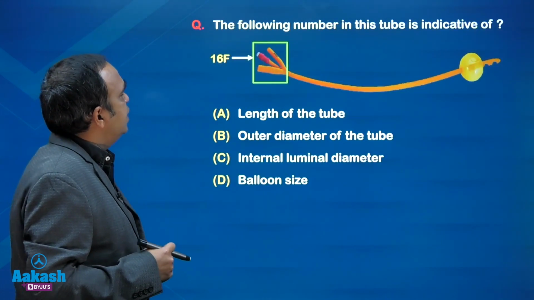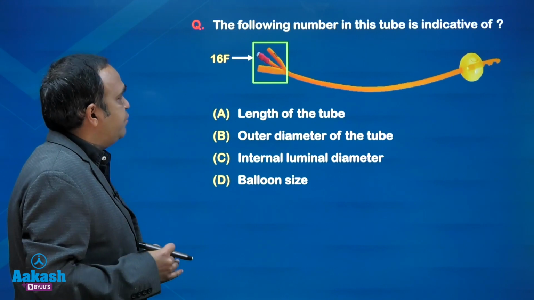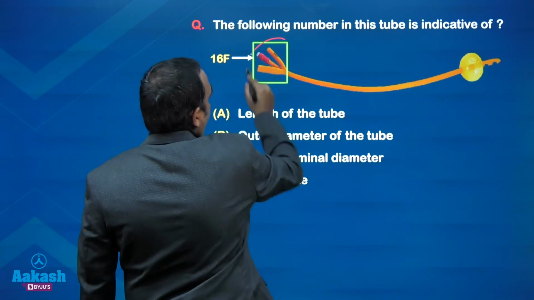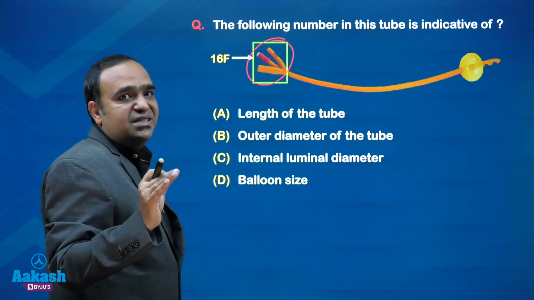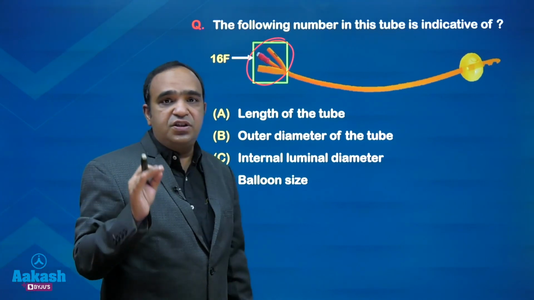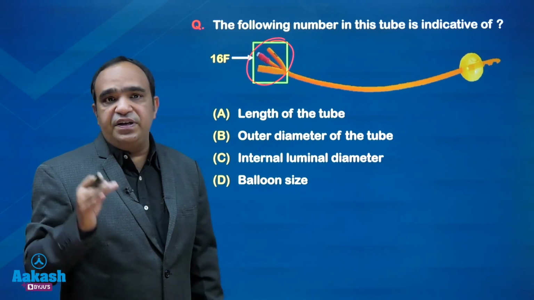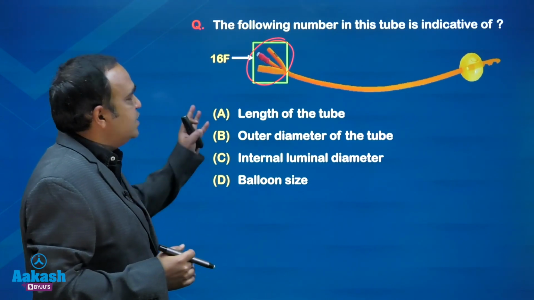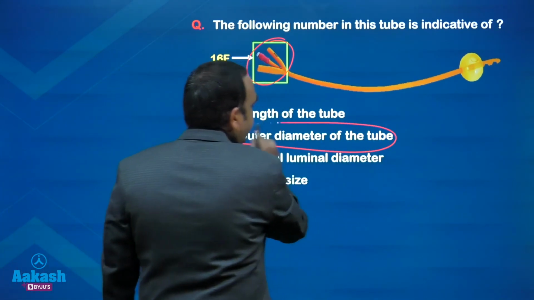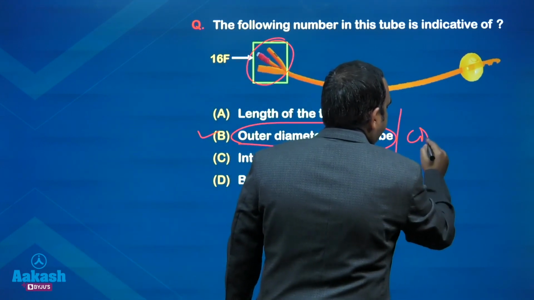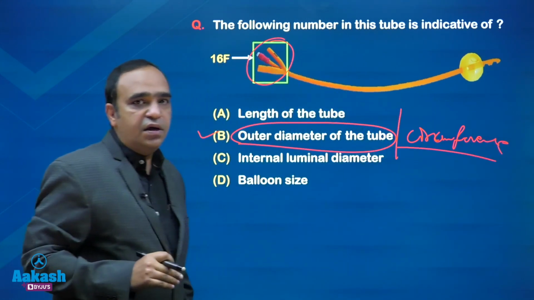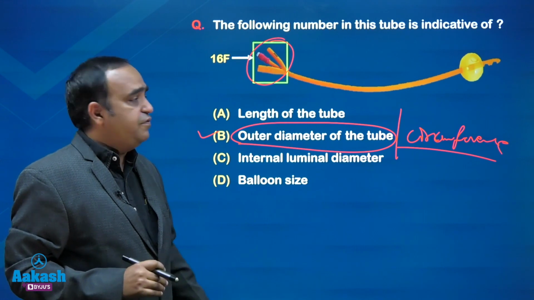Now the next question, the following number in this tube is indicative of, all of you have seen, this is a Foley's catheter, and on the proximal end of this some number is written which is mentioned with F, that is French size. It can be 10 French, 12 French, 14 French and so on. Now what does this number indicate? This indicates the outer diameter of the tube, or indirectly this can also be described as the circumference of the tube.